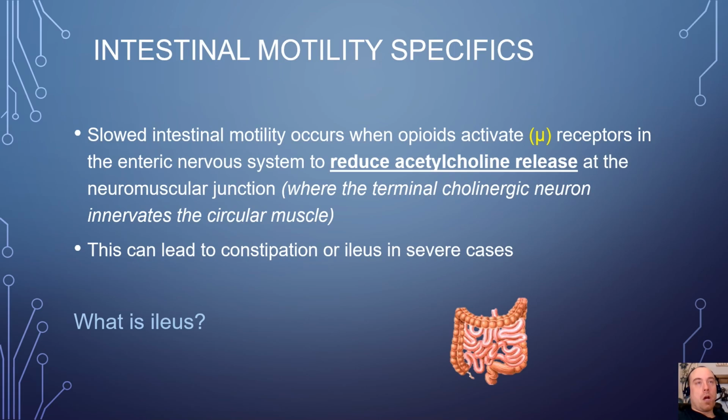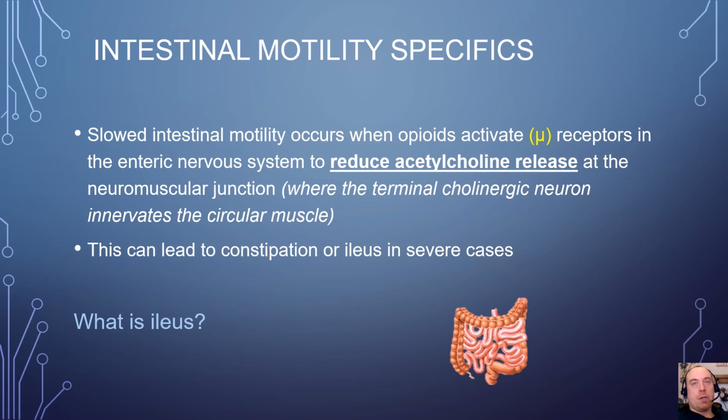So your GI tract, believe it or not, is not just muscle and digestive enzymes. It is loaded with neurons that are very, very numerous. Some people consider it the second brain. And in this nervous system, when you activate the mu receptors, you reduce acetylcholine release.